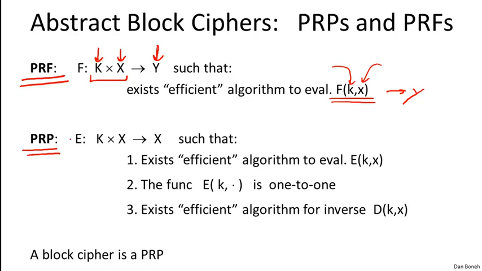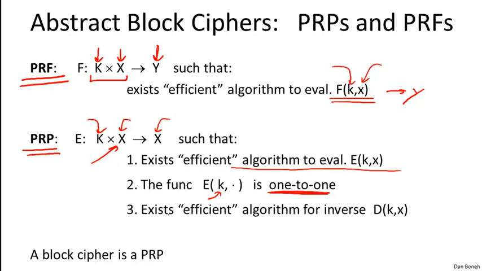I'll denote a pseudo-random permutation by E. Again, it's a function that takes as input a key and a plaintext, and it outputs some output. And again, there's an efficient algorithm to evaluate it. However, once you fix the key, the function is one-to-one. In other words, for every output, there's only one input X that maps to that output. What that means is that there's actually a way to invert. In principle, there exists a way that given the output of the function, we can invert it and get the input X that was given to the function.